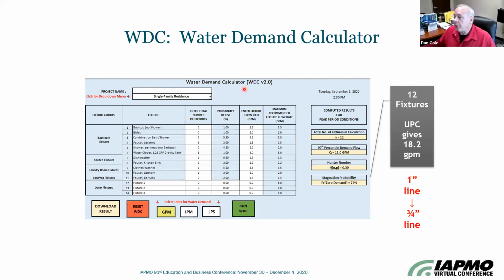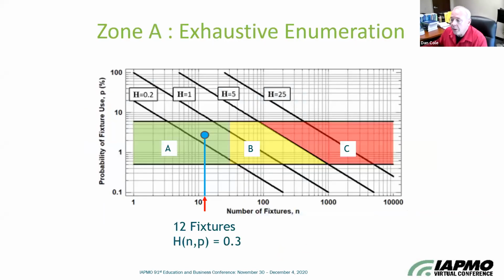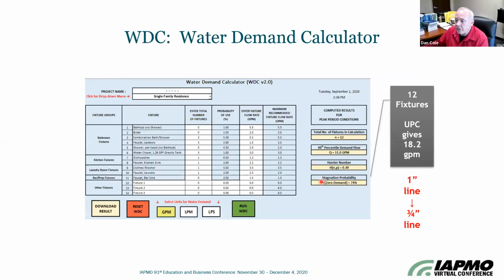So for a single family home, with 12 fixtures, we see that the stagnation probability is 74%, so there's a high probability of no flow in a single family home. The Hunter number is 0.30. And so we can go to our chart and see at 12 fixtures where the Hunter number is 0.3, that lands us in the green zone. So we know that in this case, exhaustive enumeration is being used.